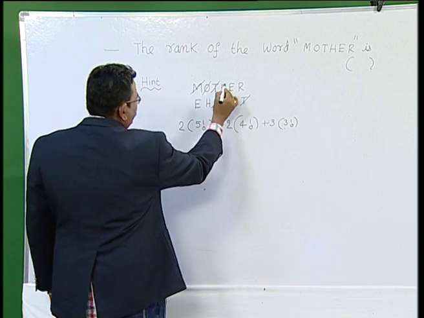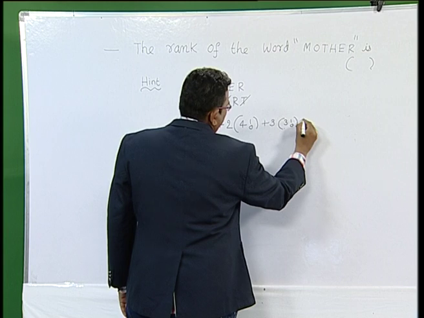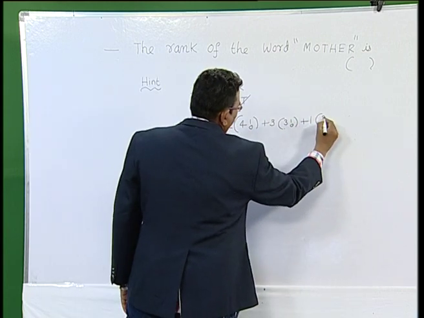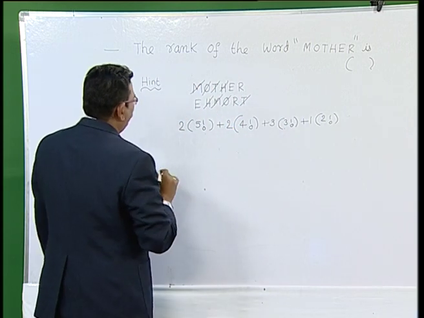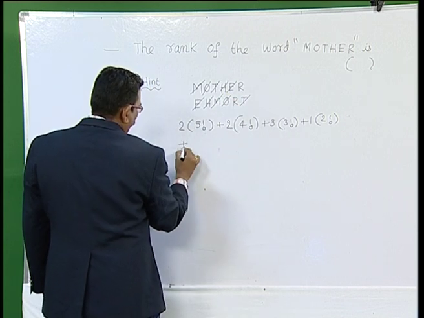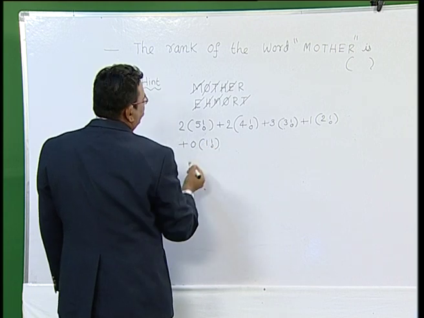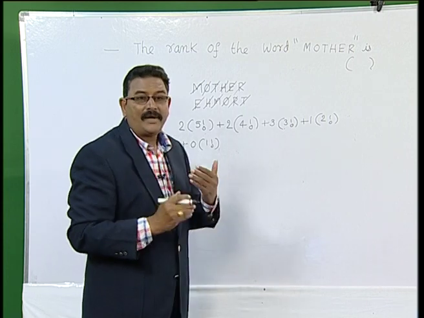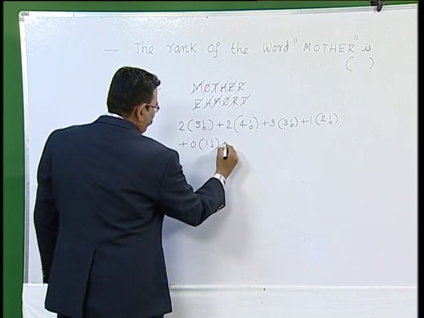Now the required letter is H, and H gets cancelled. Now plus 1 into, how many letters are left here? 2 factorial. Next letter required is E. Before E, no letter is there, so 0 into 1 factorial, and the next is R, which is the last. But always you have to add the word MOTHER itself, that is plus 1.